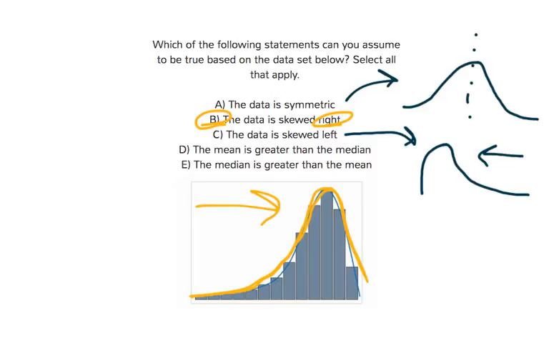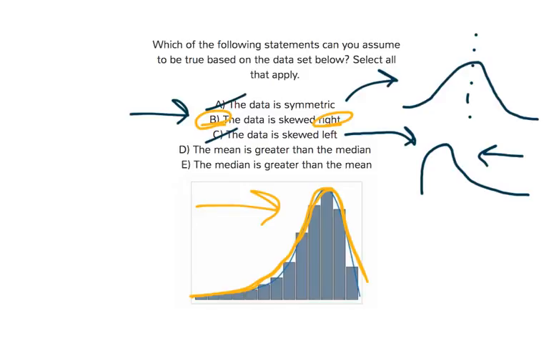Symmetric is when it's all symmetrical like this. Everything's sort of in the center and spread evenly. Skewed to the left, we have the big chunk on the left, but this one is skewed to the right. And, okay, so we know that B is the correct answer here. We know that A and C are not correct. They don't describe the shape. But what about D and E?